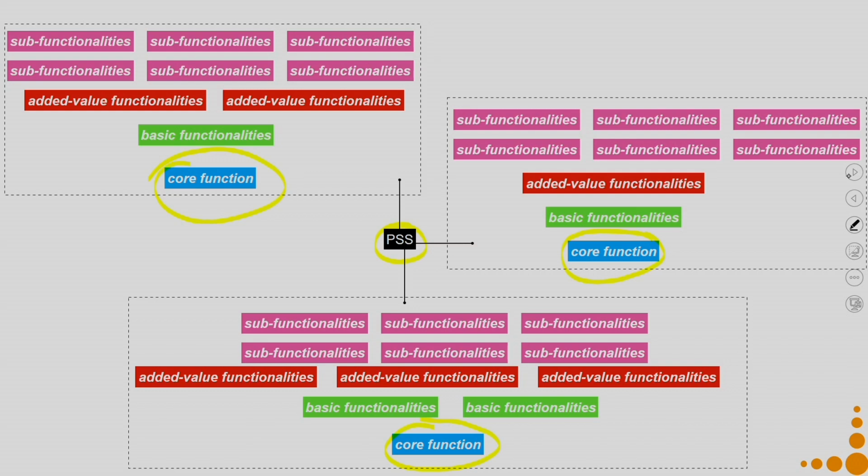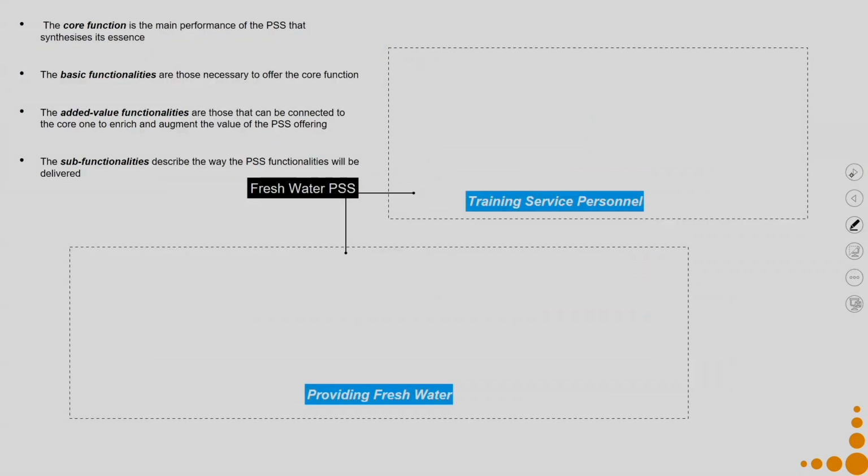So, let us see it in the light of freshwater PSS. Freshwater PSS was our PSS definition. So, again let us go to the definition. Core function is the main performance of the PSS that synthesizes its essence. So, what is freshwater PSS core function? Providing fresh water of course, and training service personnel, because these are the 2 most important components of freshwater PSS, otherwise it will not function.